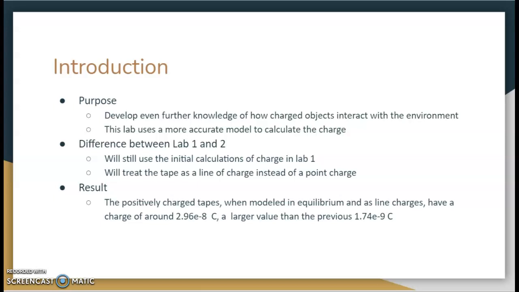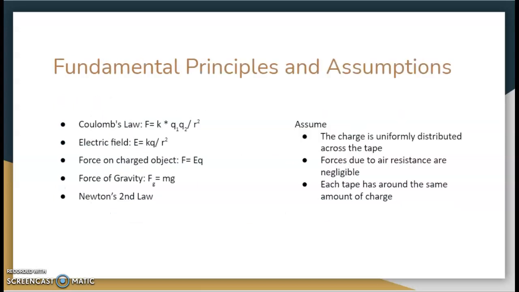So the difference between lab 1 and lab 2 is that for lab 2 we'll still be using the initial calculations of charge in lab 1, but instead of treating the tape as a point charge, we'll be treating the tape as a line of charge. And as a result, the positively charged tape, which is modeled in equilibrium and as line charges, will have a charge around 2.96 times 10 to the negative 8 coulomb, a larger value than the previous 1.74 times 10 to the negative 9 coulomb. So for the fundamental principles and assumptions, it's the same as in lab 1.